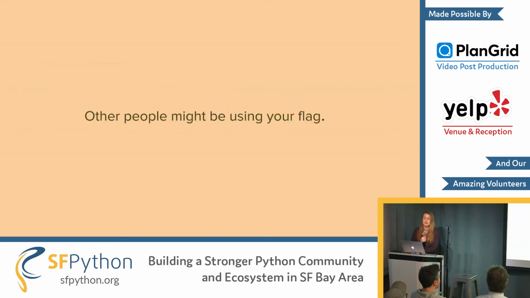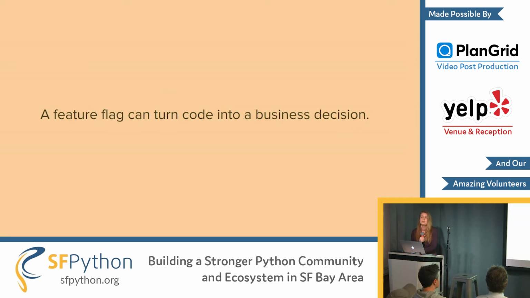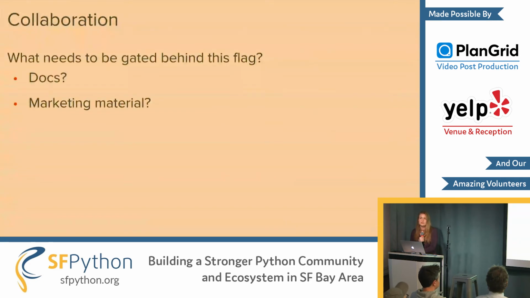Next thing you want to think about is collaboration, right? So other people might be using your flag. You're not existing in a vacuum, like we saw with Knight Capital Group. Other people could be using your flag either now or in the future. So the cool thing about a feature flag is that it can turn what used to be a code and engineering decision, deploying your feature into the world, into a business decision, right? You deploy it whenever you want, and then they turn it on. But you might not be the one flipping the switch. So we need to think about other people when we're starting to implement our feature flag.